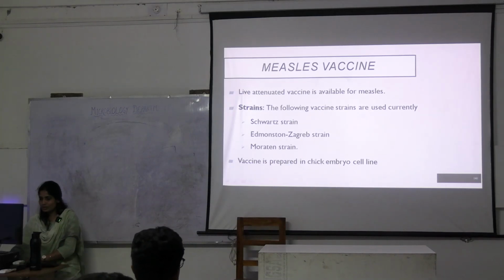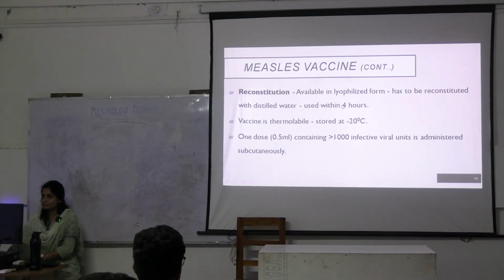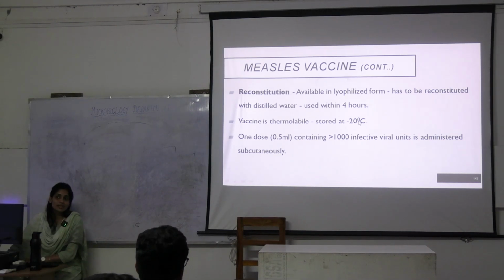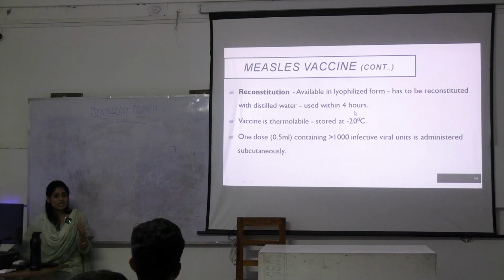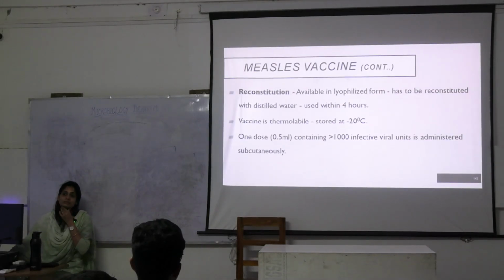Okay, it is prepared from chick embryo cell line. It has to be reconstituted before use. Thermolabile, it is stored at -20 degrees temperature. I had told you how the vaccines are kept in cold chain and how to check if the vaccine is still usable. There was a heat labile mark on the vaccine bottle, right? What was the color of that thing?